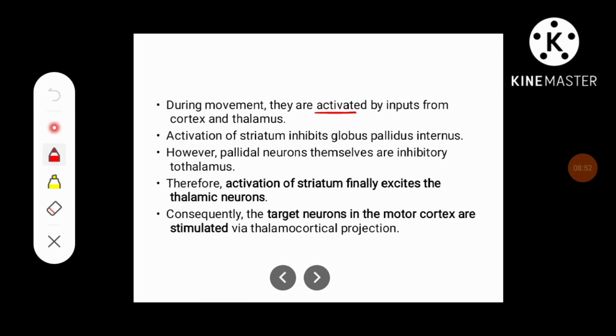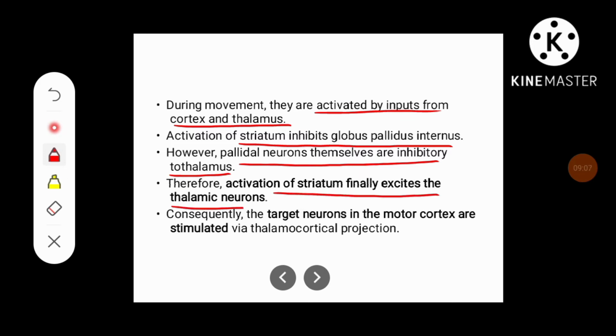During movement, they are activated by inputs from the cerebral cortex and thalamus, and activation of the striatum inhibits the globus pallidus internus. However, the pallidal neurons themselves are inhibitory to the thalamus. Therefore, activation of the striatum finally excites the thalamic neurons. Consequently, the target neurons in the motor cortex are stimulated via the thalamocortical projection.